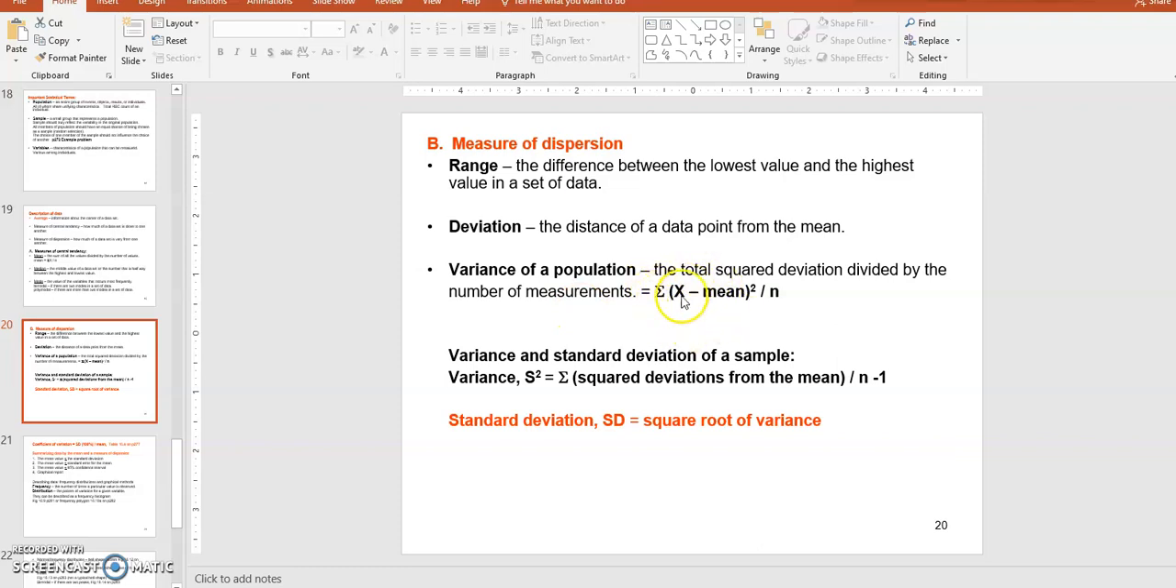So mean minus the data you measured, and then you scale that, and you do that so many times, depends on how many data points you have, and then you add them up and divide by the number of your data. So that's the variance of population. Okay, and variance and standard deviation of a sample.